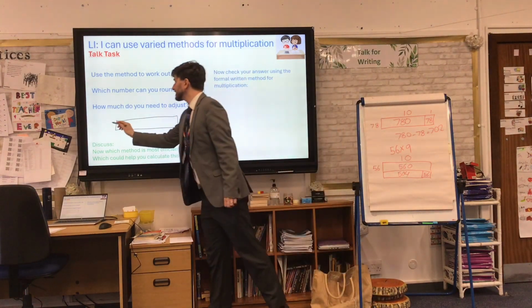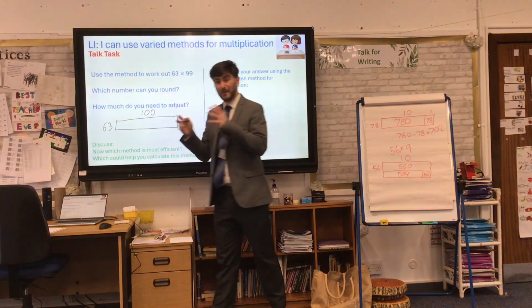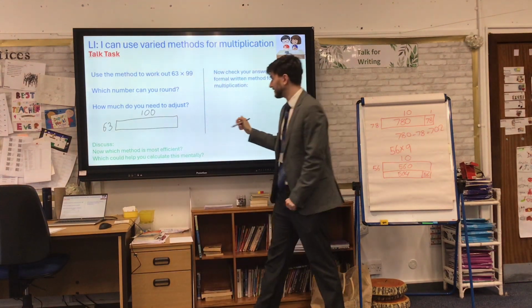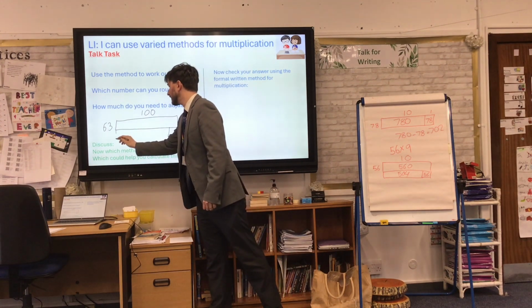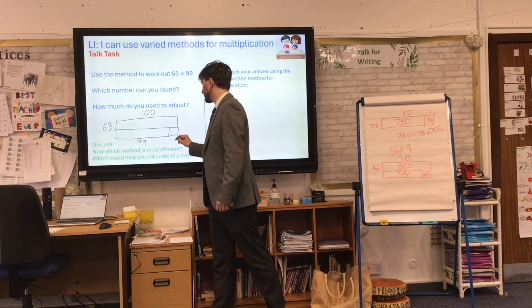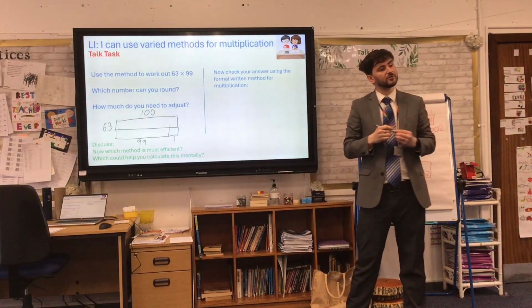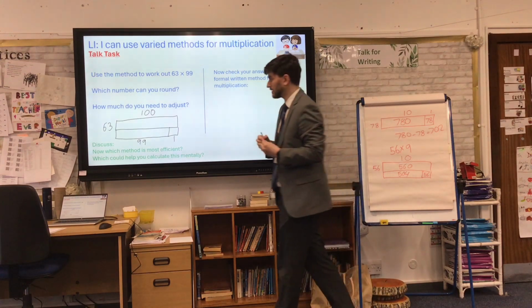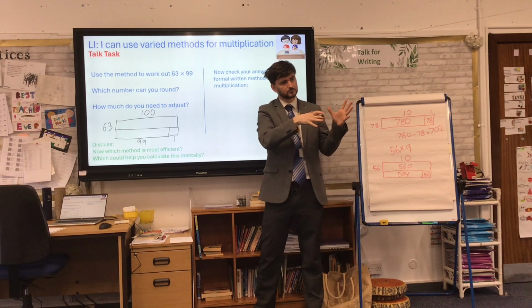So we can do 63 times 100. We can do that one mentally using our place value method. And then we can just take off 63 times 1. And that would give us 63 times 99. So Finley, sorry, carry on. Where were we? 63 multiplied by 100. So then you move it 2 place values, which would get you to 63,000.